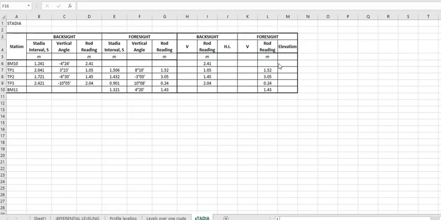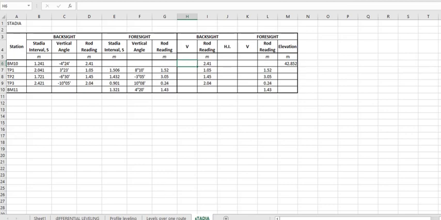So, the elevation of BM10 is given as 42.852 meters. Okay. First, we will compute the value of V, or the vertical distance, from BM10.